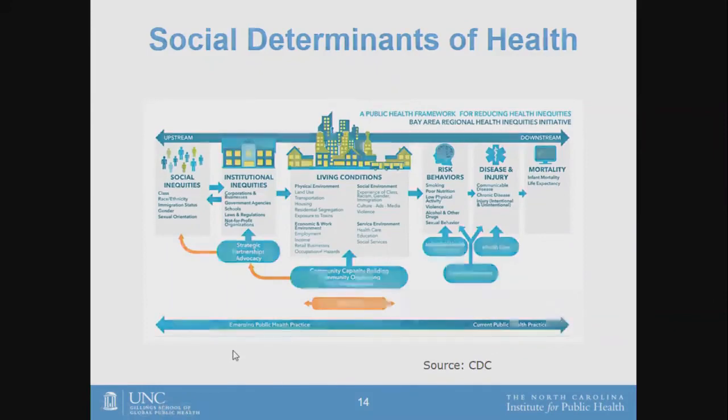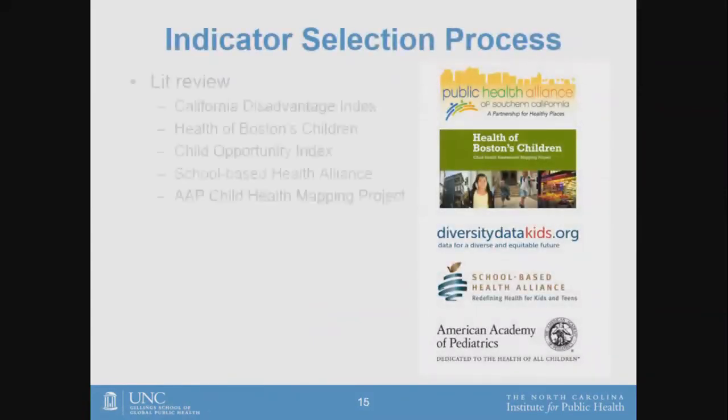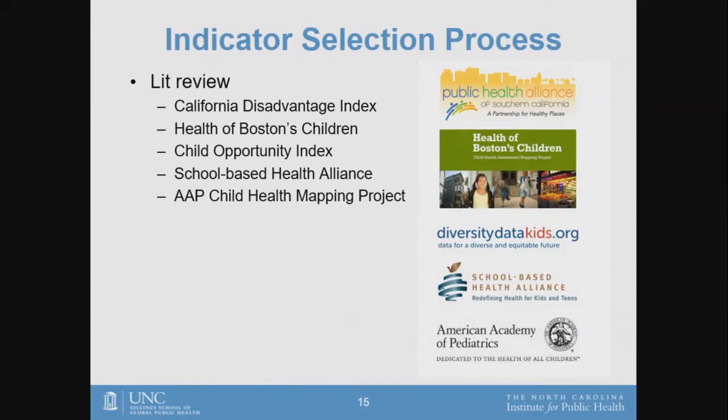But we use these frameworks to come up with a process to select indicators. We started with looking at the literature, looking at what other people around the country have done. What we have on the screen now are some of the more prominent examples. The California Disadvantage Index was done statewide in California. Recently, it's being updated, and it included about 27 indicators. So we got some good ideas from them, what they've done. Health of Boston Children, Children Opportunity Index, School-Based Health Alliance. These were all other social determinant of health mapping efforts that we looked at to see what they had done, and came up with a list of about 40 indicators.